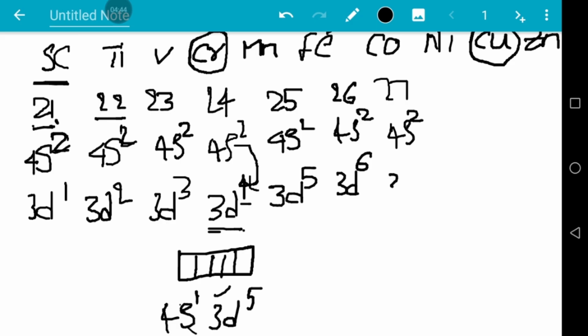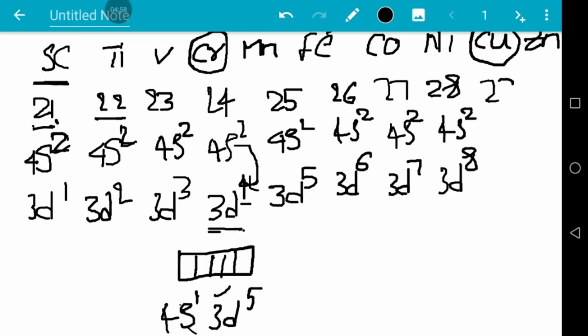Then the remaining is 3d7. Next, nickel is 28. So 28 means 2 electrons in 4s, and the remaining 8 electrons you have to keep in 3d. Next, copper. Copper's atomic number is 29. So argon 18 completed. Then the remaining 2 electrons keep in the 4s, so 20 electrons are completed. Then the remaining 9 electrons, 3d9.